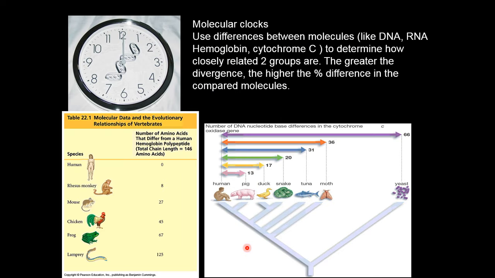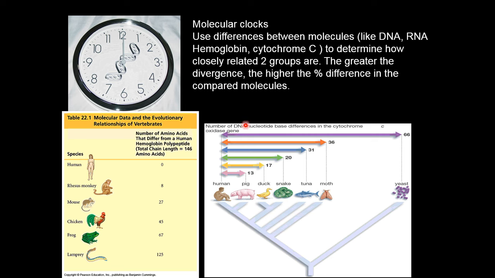We can then create a molecular clock, which uses the differences between molecules like DNA or RNA or hemoglobin or cytochrome C to determine how closely related two groups are. So if humans and a rhesus monkey only have 8 differences, then they are more closely related than a human and a frog, which have 67 differences in the amino acid hemoglobin. The greater the difference, the higher the divergence, the higher the percentage difference in those compared molecules.